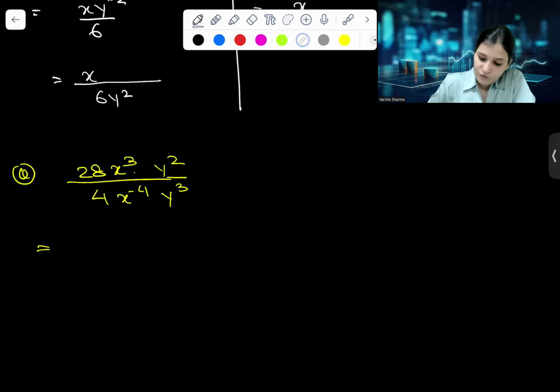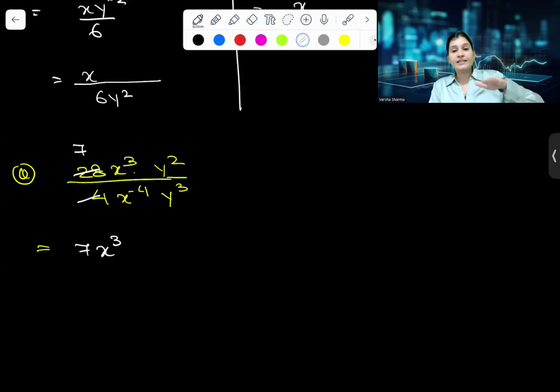What will happen here? 4 and 28 gets cancelled. So 7. Now in x, which number will you change? Will you bring -4 to the numerator or take down 3 to the denominator? -4 goes to the numerator. In the denominator, it was -4. When it comes to the numerator, it will become +4. Now for y, where should I take it, to the numerator or the denominator? Denominator. So what will it become?